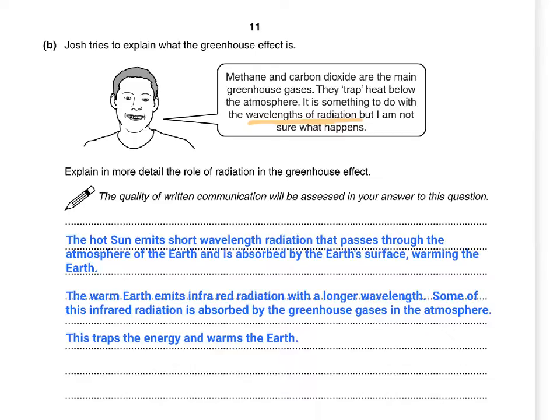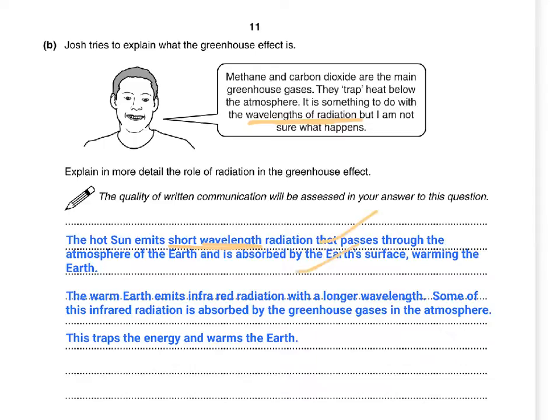Well, again, thinking about it logically, I can see the process where we've got to explain how the energy gets from the sun through the atmosphere, how it's then absorbed by the Earth and re-emitted, and then how it gets kind of blocked or trapped by the greenhouse gases. So what I've said is the hot sun emits short wavelength radiation that passes through the atmosphere of the Earth, and then that's absorbed by the Earth's surface, warming it up.